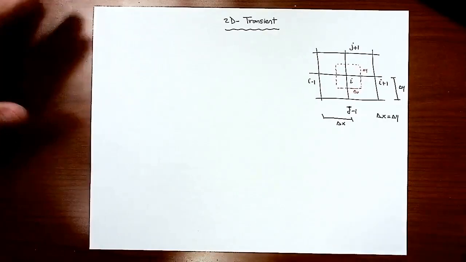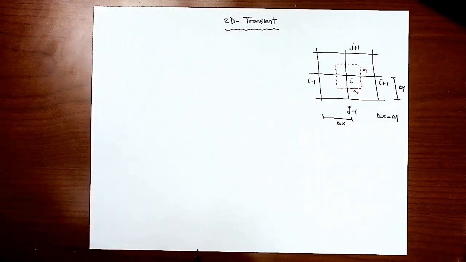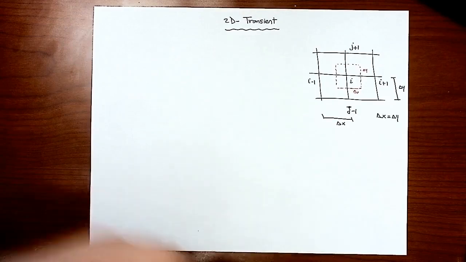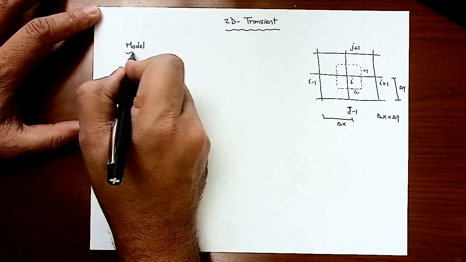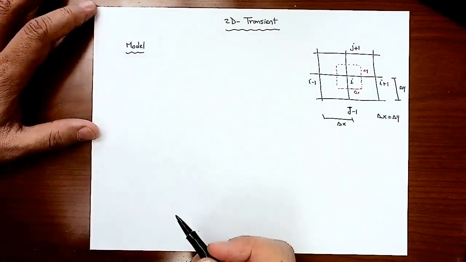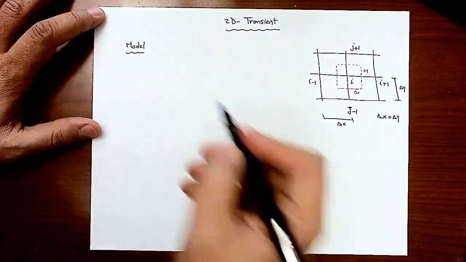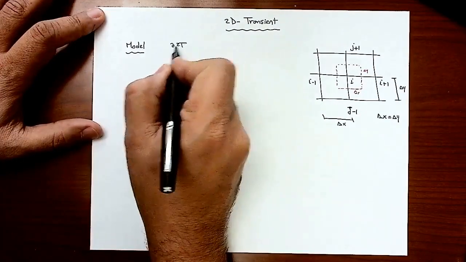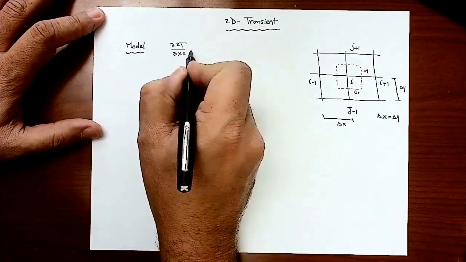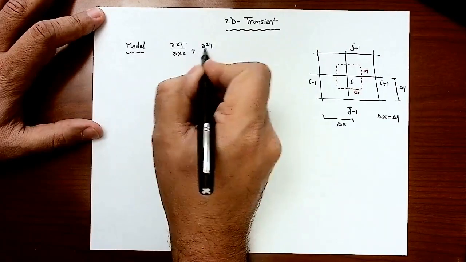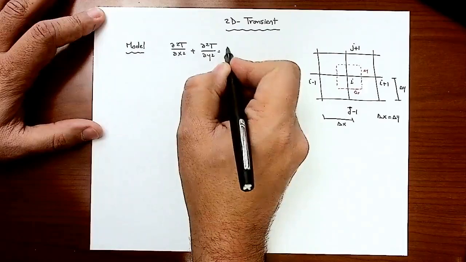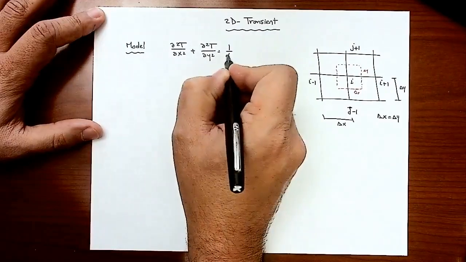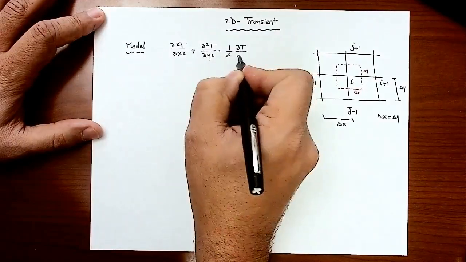Now, if I would like to derive an equation for that node i for a two-dimension transient problem, I will start with my model, and my model is simply the Laplace equation, but in this case, the right-hand side is not going to be 0. So I'm going to have partial 2T by partial x squared plus partial 2T by partial y squared equal rho Cp over k, which is 1 over alpha, partial T by partial time t.